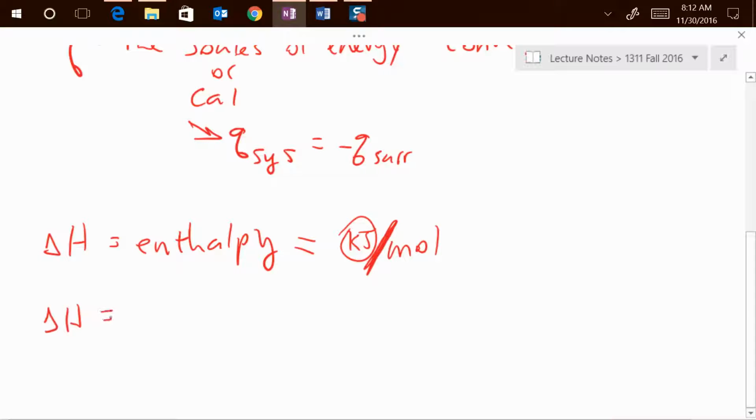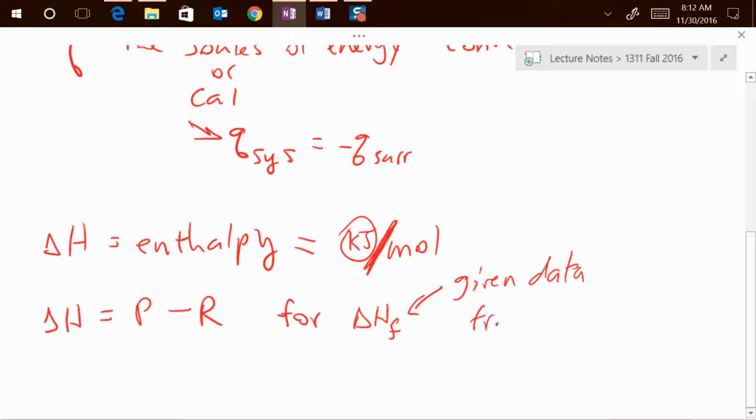Delta H can also be products minus reactants. This is for delta H of formations. Okay? So delta H of formation of the products minus delta H of formation of the reactants. This is given data. It's given data from a table, or in the question they'll tell you the delta H of formation of this is this, the delta H of formation of this is this.